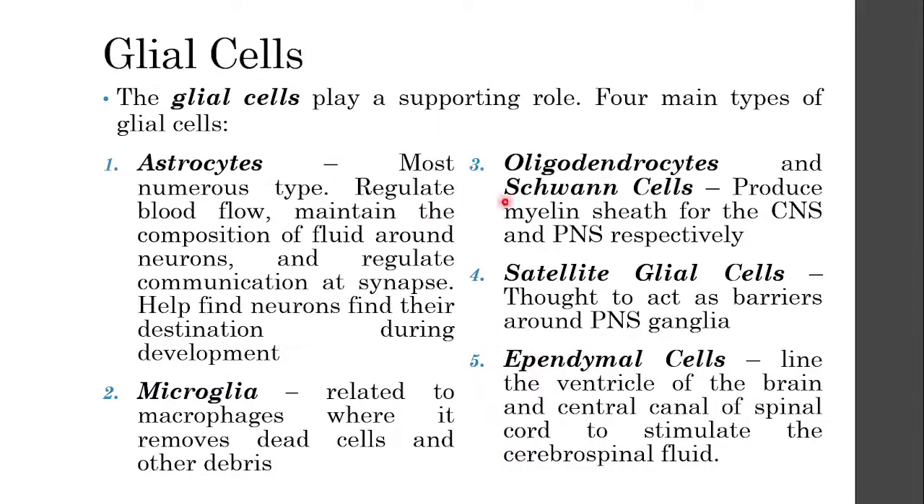So the four main types of glial cells that we're going to focus on are the astrocytes, microglia, oligodendrocytes, and the Schwann cells. These are the much more important glial cells that we are going to discuss. So again, we're going to keep this simple. Next part is the action potential, which is how the electric signals start on the dendrite, pass on to the axon, and how it influences the release of neurotransmitters.